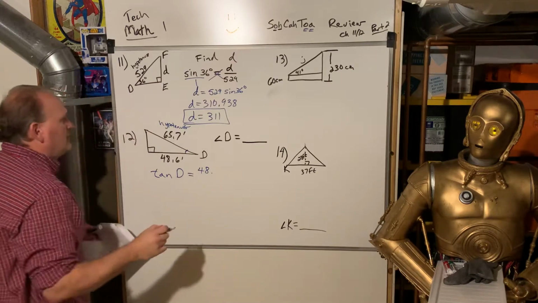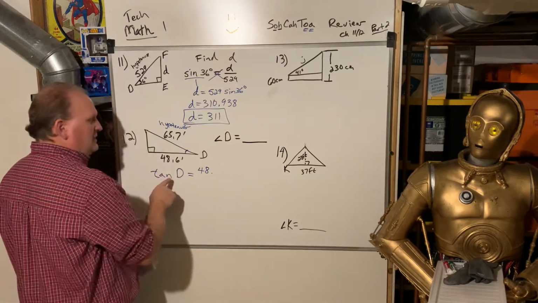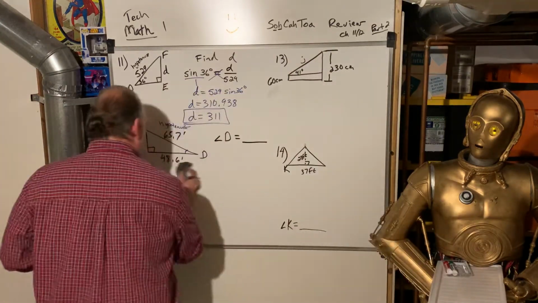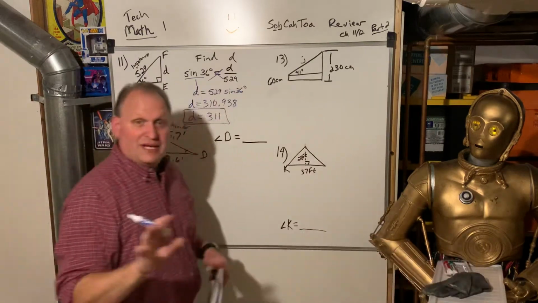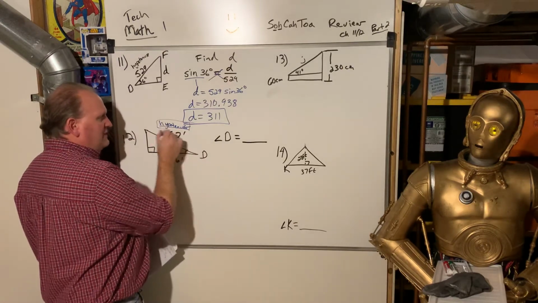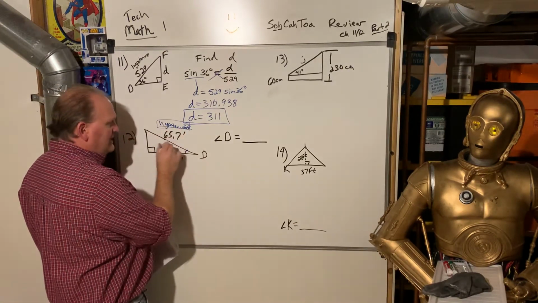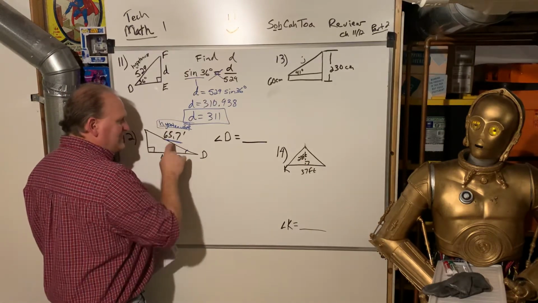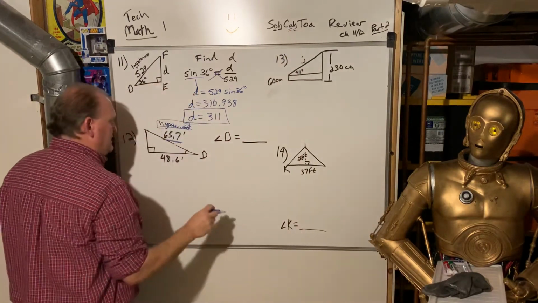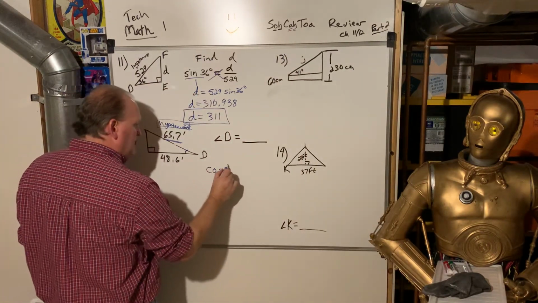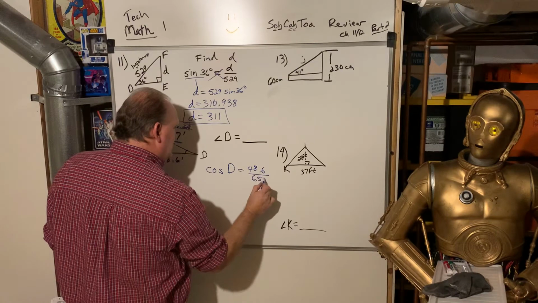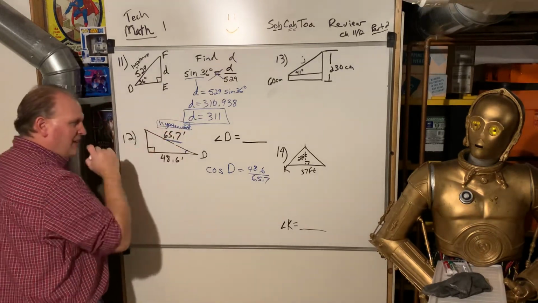48.6. Oh, wait. No. We don't have opposite, and we're not doing tangent. We don't have opposite and adjacent. Oh, silly. That's okay. We got an eraser. So look, we have adjacent and hypotenuse. I even wrote down the word hypotenuse. I'm going to stress that you identify the hypotenuse. So we have adjacent and hypotenuse. Adjacent and hypotenuse is cosine, not tangent. So we say the cosine of D is equal to 48.6 over 65.7. Silliness, I wrote down hypotenuse.